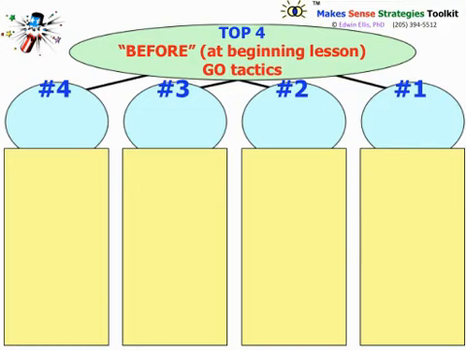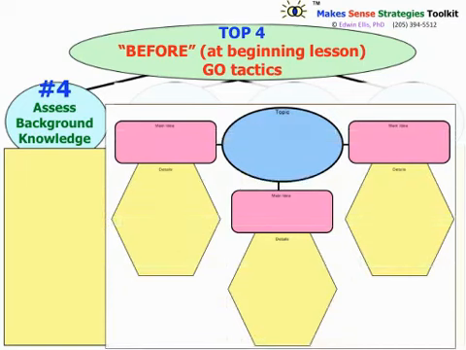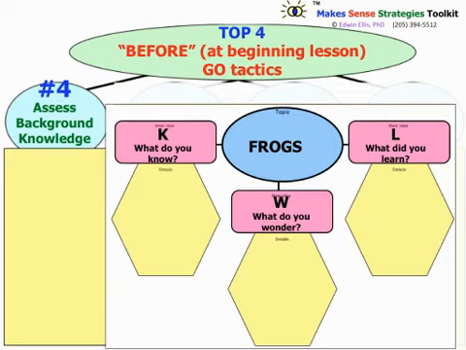So in terms of the top 4, number 4 would be using graphic organizers at the beginning of a lesson to assess students' background knowledge. And so, for example, here's one, and you've probably seen some similar to this, where you're using your basic KWL technique. What do you know? What do you wonder about? And what did you learn? And you're using that via a graphic organizer to assess students' background knowledge.